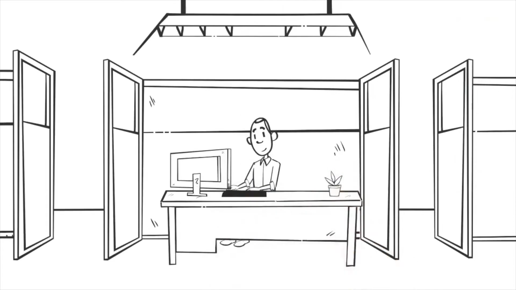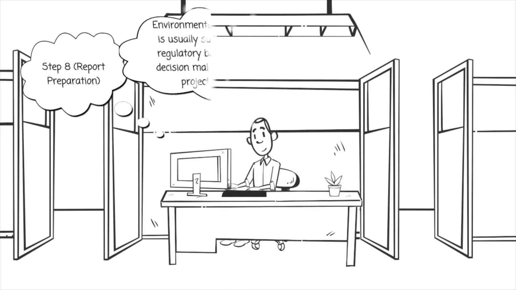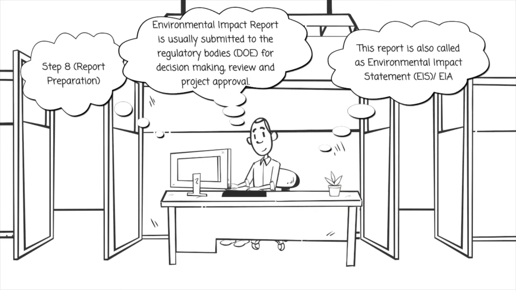Next step is the report preparation. The environmental impact report is usually submitted to regulatory bodies such as the Department of Environment for decision-making, review and project approval. This report is also called the Environmental Impact Statement or Environmental Impact Assessment.